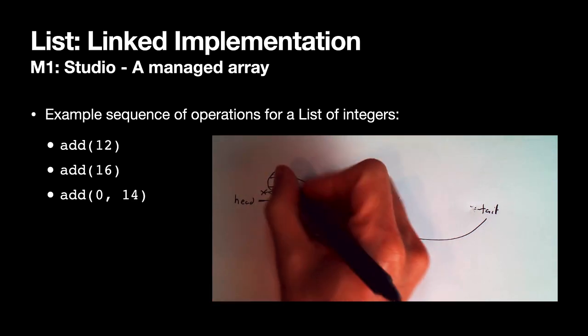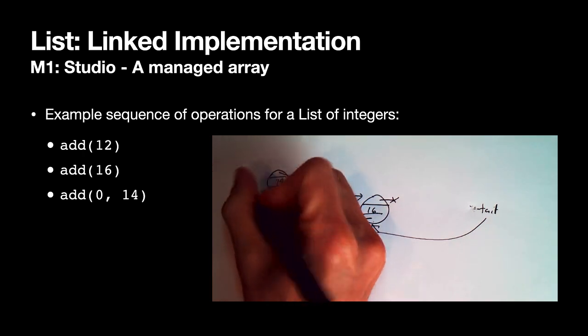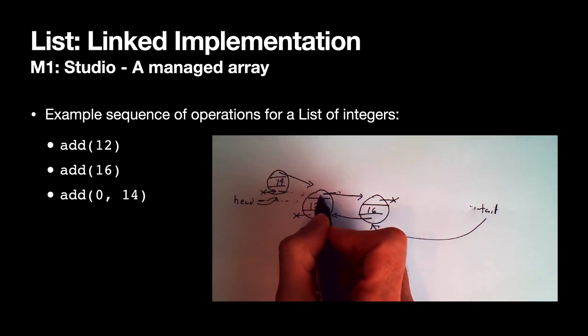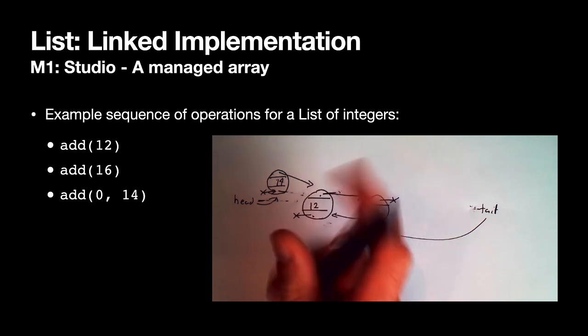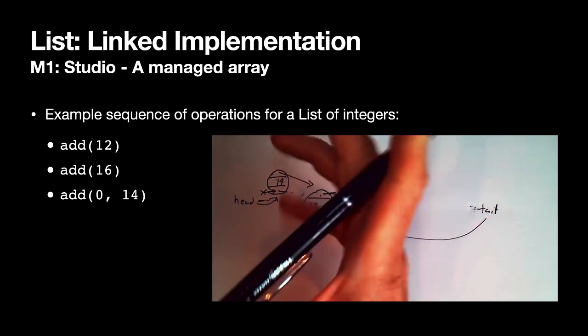And of course, since we've added at index 0, that changes the head of our list. So the head of our list now refers to this 14. We also have to update the next thing from the 14, which needs to have its previous updated to be the 14. So we'll update that as well.